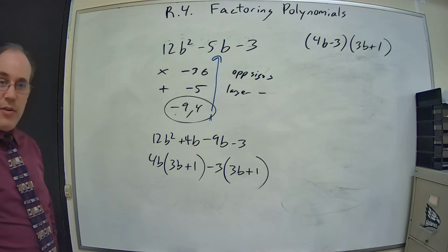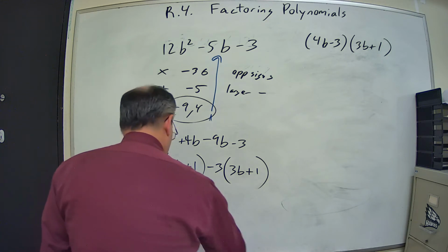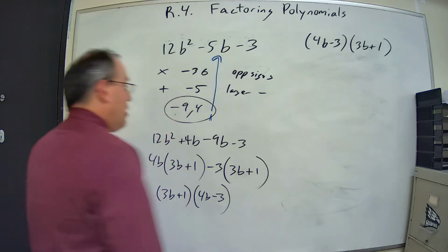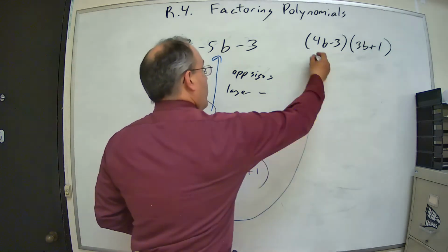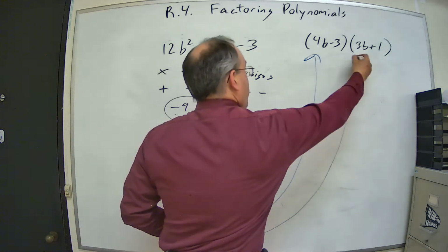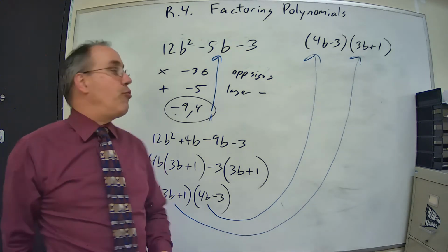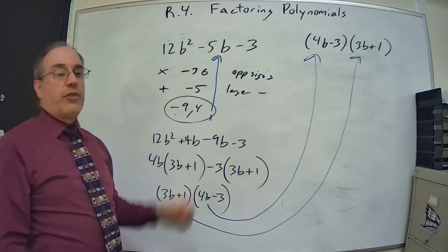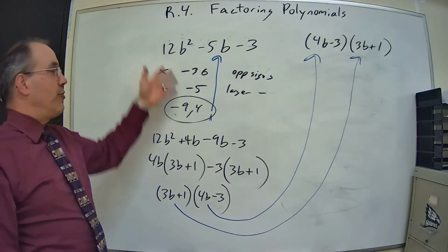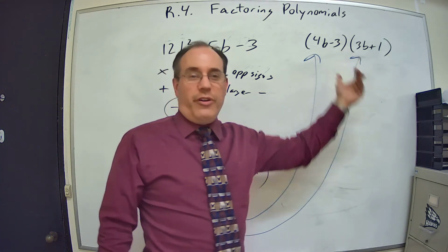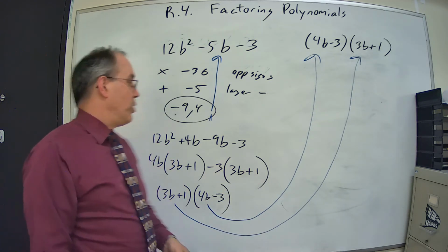Oh look, I have a common factor, 3b plus 1. 3b plus 1 times 4b minus 3. And if you notice, 4b minus 3 times 3b plus 1, it still came out with the same thing. So there is no wrong way to do it. If you reverse those two numbers, it's still going to come out with the same thing. It's not going to affect your result, it's going to affect the order of your result. But the commutative property of multiplication says that doesn't matter. We can work with that.